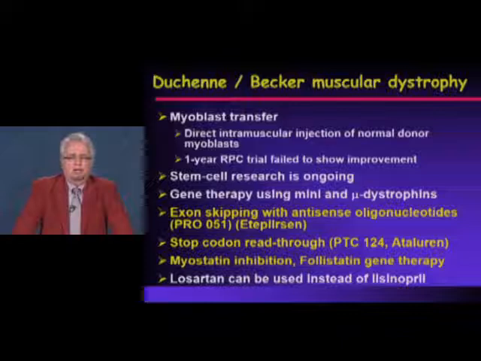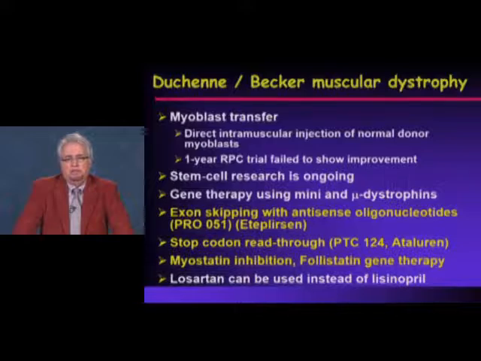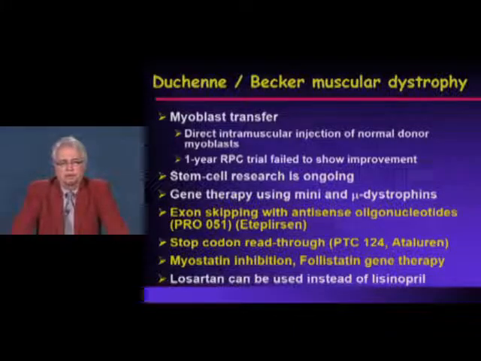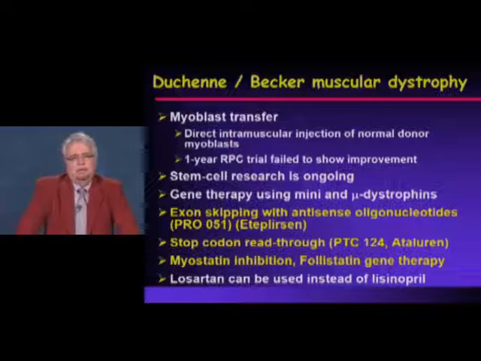There has been an effort to read through stop codons using different compounds. Initially, it was aminoglycosides. Now there's a molecule known as PTC124, which seems to be able to do that, at least in vitro. There are efforts in myostatin inhibition, follistatin, and also follistatin gene therapy that seem to be promising.